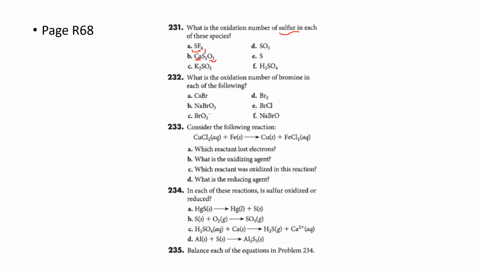K2SO3, similar situation. Part C here. K is a metal. It's leading our compound. It's just going to have its charge. It's a +1. There's 2 of them, so that would be a total of +2.